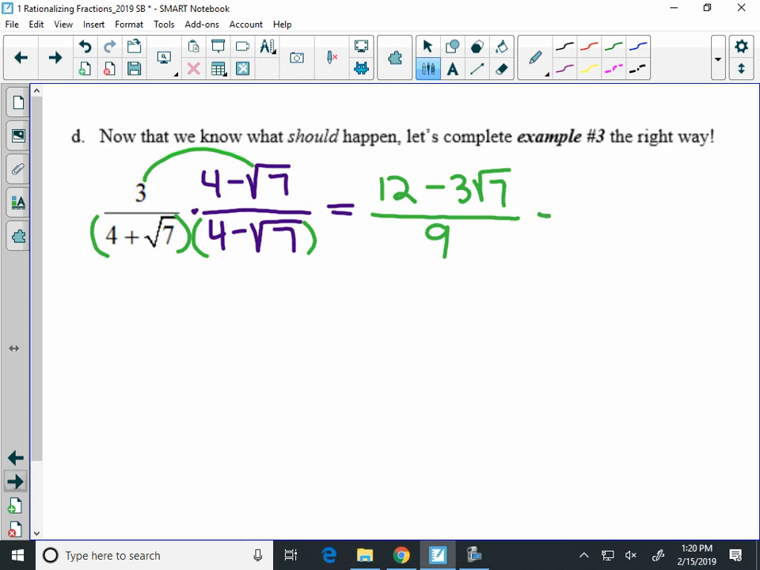What goes into all of those? A 3. So 3 goes into 12 4 times. Then I would subtract and get minus 1 radical 7 over 3. That is your final answer.